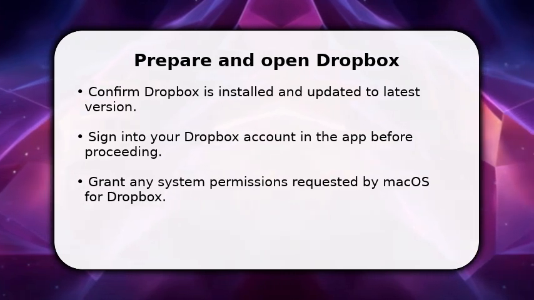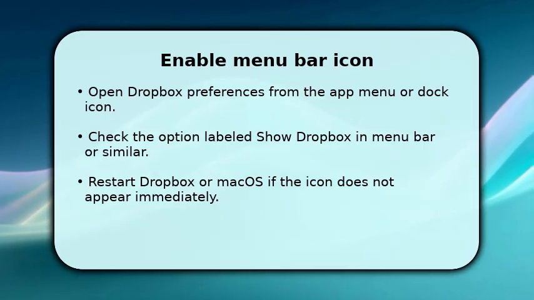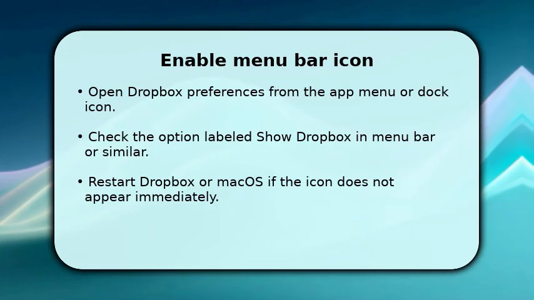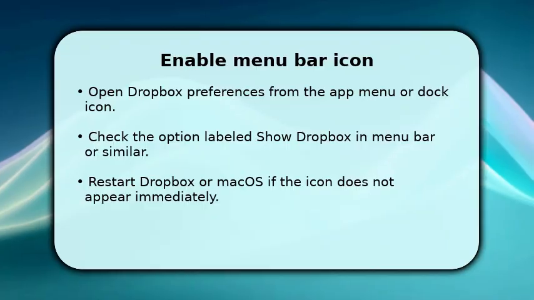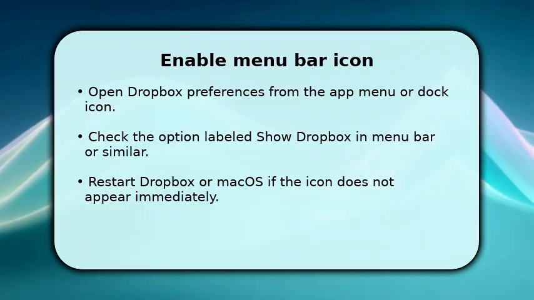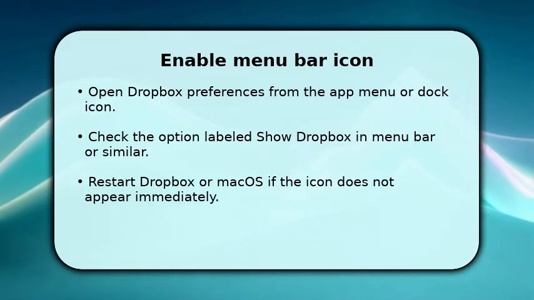Now open Dropbox Preferences by clicking the Dropbox icon or right-clicking the dock icon and choosing Preferences. Once inside, go to the General tab. Look for an option named Show Dropbox in Menu Bar or Keep Dropbox in Menu Bar and check that box. If you don't see it, click Account or Advanced where the same toggle can live.